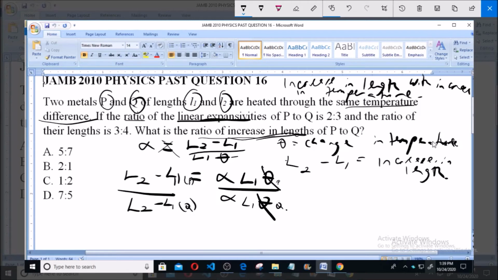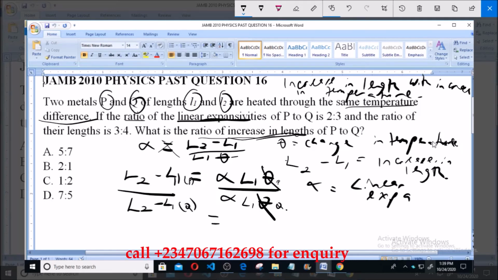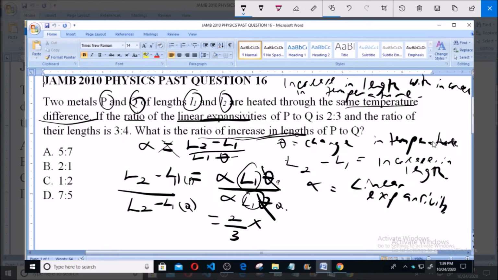So the ratio of the linear expansivities, where alpha is the linear expansivity, is 2:3 for P and Q, so 2 over 3 multiplied by the ratio of their lengths. These are their lengths, that is 3/4. So that is equal to 6/12, and reducing this to the lowest term is 1/2.